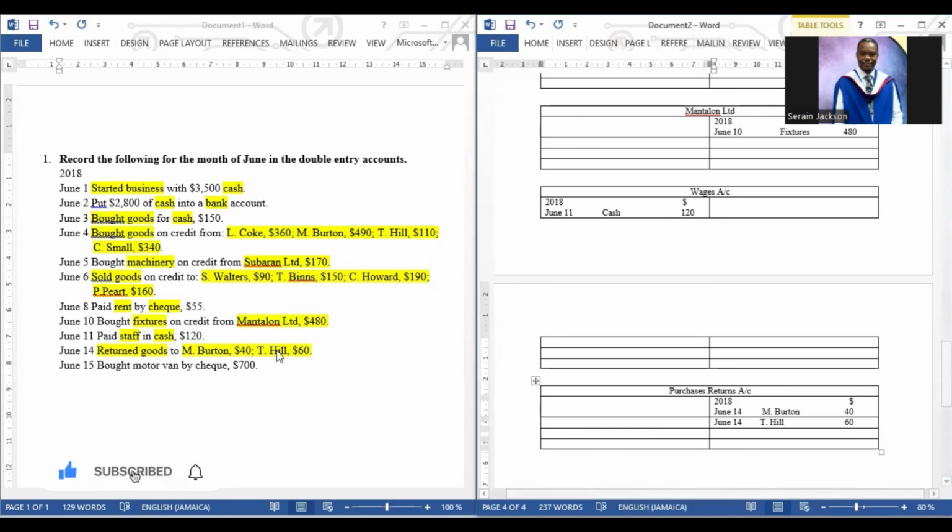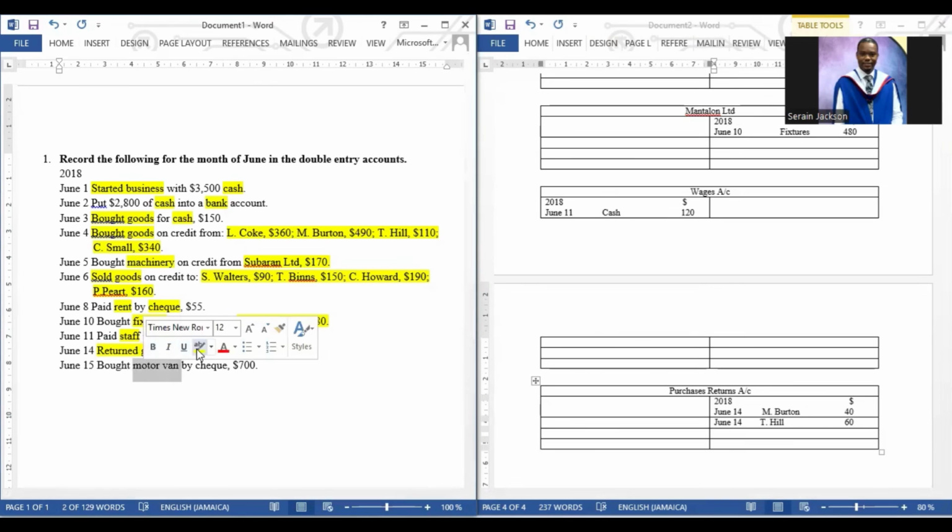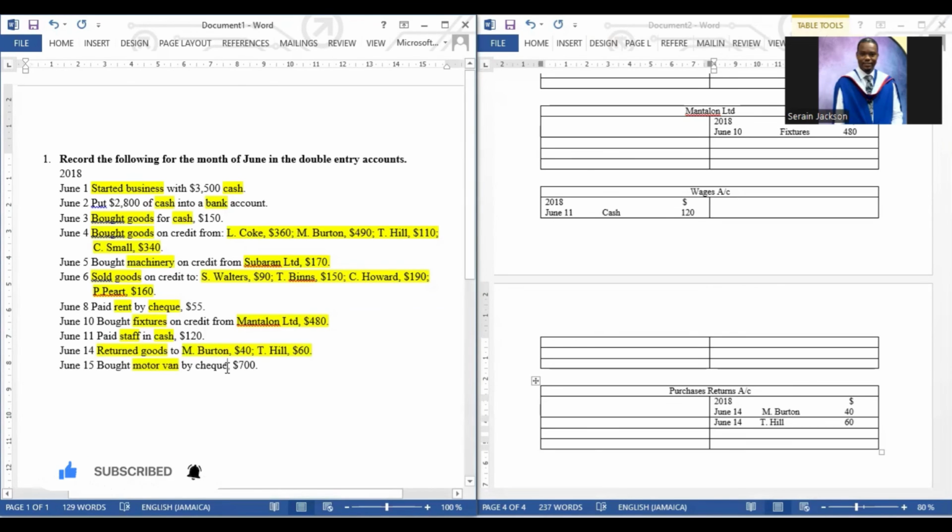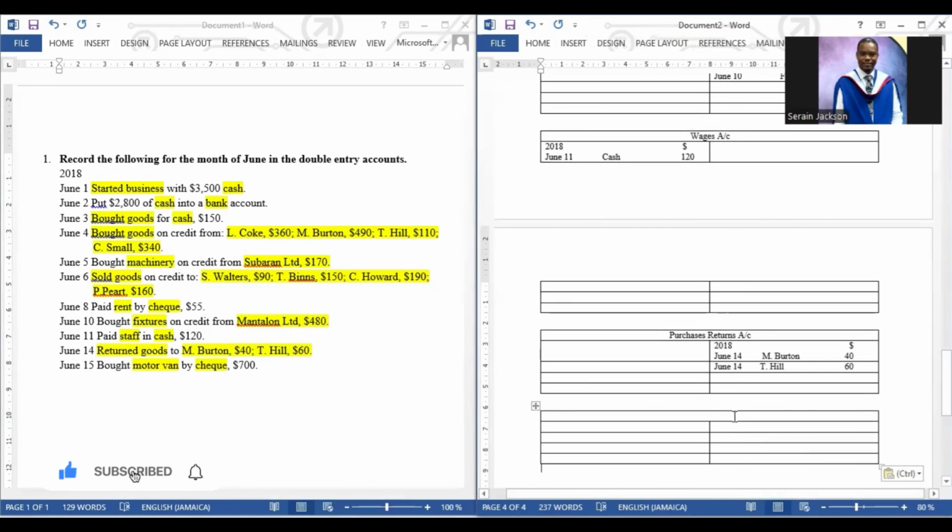And finally, it says bought motor van by check. Motor van is another fixed asset. So that is the clue, that is the account that we need. And once you see by check, you know that we're talking about bank. Whatever you're buying must be debited. And we don't have a motor van account as yet, so we have to create one, and we're going to debit it. All right, so motor van account, right? And we're going to debit it.